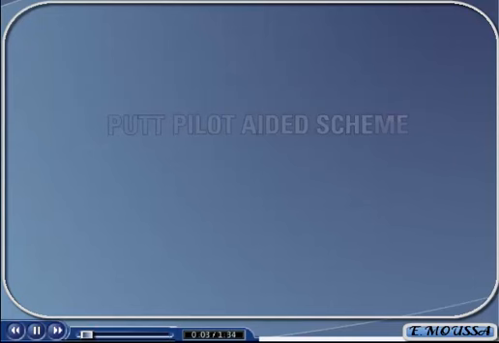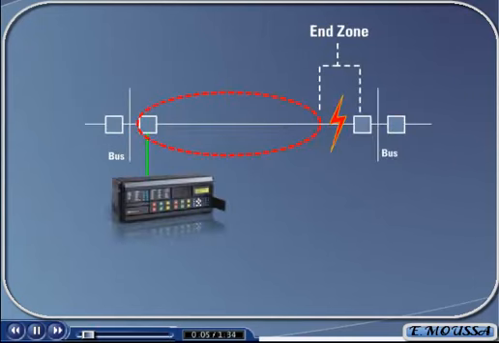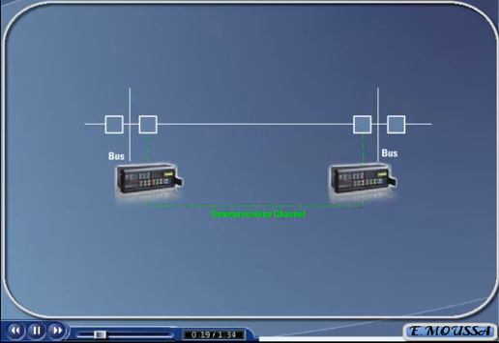The PUTT pilot-aided scheme stands for the Permissive Underreaching Transfer Trip Scheme. Just like the DUTT scheme, the PUTT scheme is used to speed up the clearing of faults that occur in the end zone of a transmission line. For this scheme, as for all pilot-aided schemes, a communication channel must be provided between the 2 relays located at each end of the transmission line.